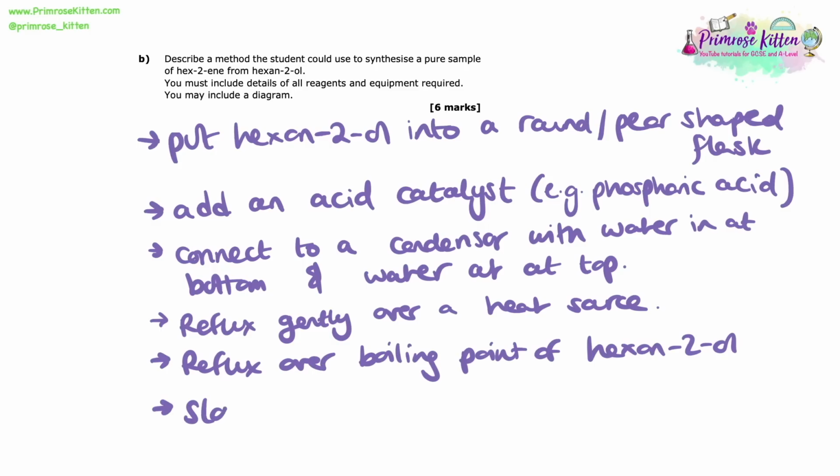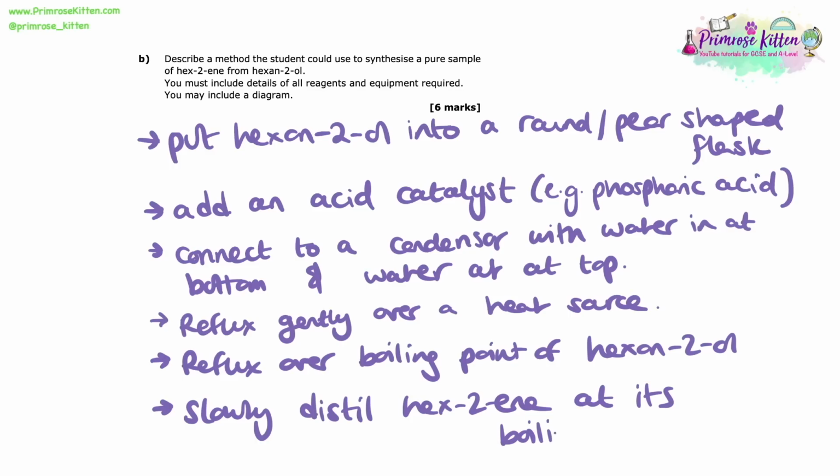So once we've finished refluxing this, maybe we leave it for 15 to 20 minutes, what we now need to do is reset up the apparatus for distillation. And we're going to now slowly distill our hexene that we've just made at its boiling point.